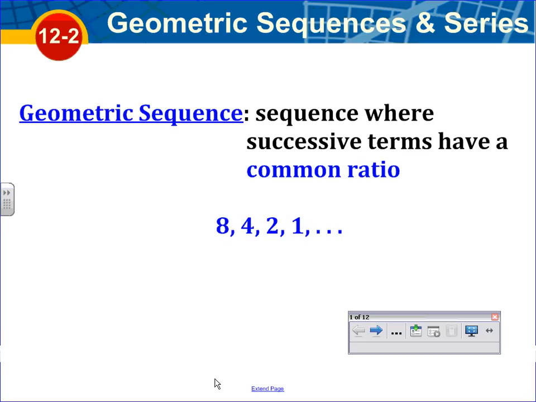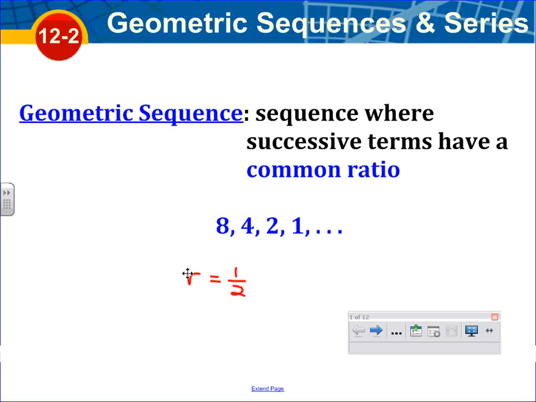If you look at the sequence that is up there, the 8, 4, 2, 1, obviously those numbers are getting smaller. So that is multiplication by a fraction. You can see that as obviously dividing by 2, but we're going to think of that as multiplying by 1/2. So our common ratio for this one, which we're going to call r, is 1/2. It is whatever you are multiplying by to get from one term to the next.